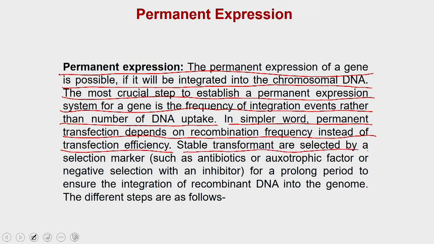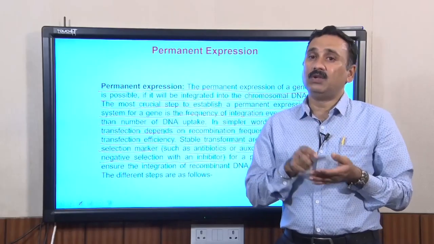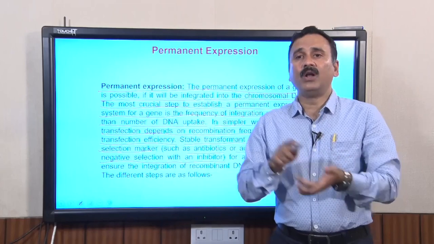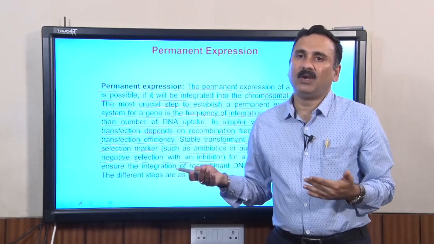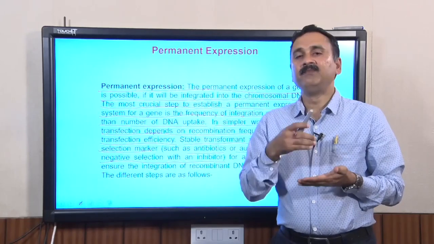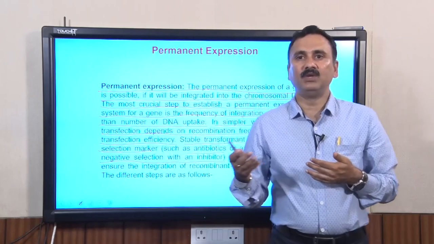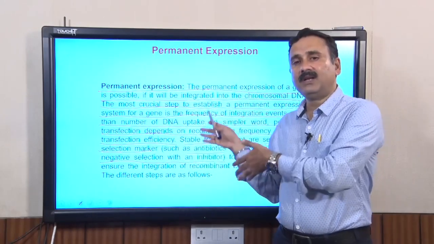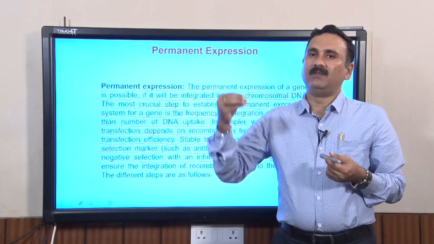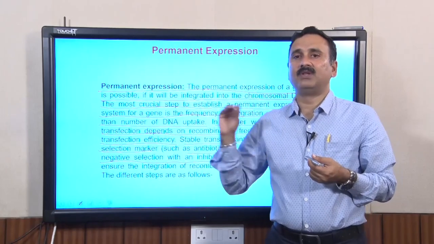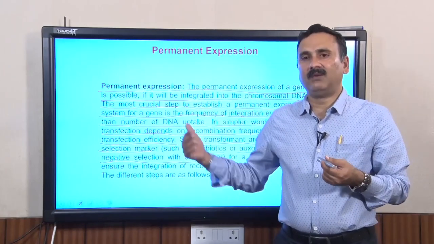The stable transformants are selected by a selection marker, either an antibiotic, an auxotrophic factor, or a negative selection with an inhibitor. All these selections of the cells we have discussed in the past, where you either use the antibiotic, which is a positive selection, or the auxotrophic method where the media is not going to have the particular type of nutrients, so the cell will not be able to grow. But once your recombinant DNA is there, that recombinant DNA is going to provide the nutrients, and you can use it even on the nutrient-deficient media. And the third is the negative selection, where you add a chemical and that chemical is going to kill the cells. But if the chemical is inactivated by the presence of your particular recombinant DNA, then the cell will survive.